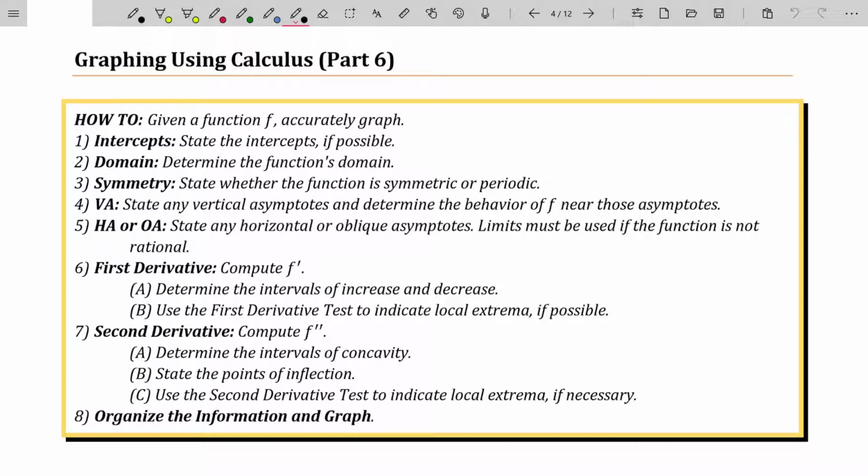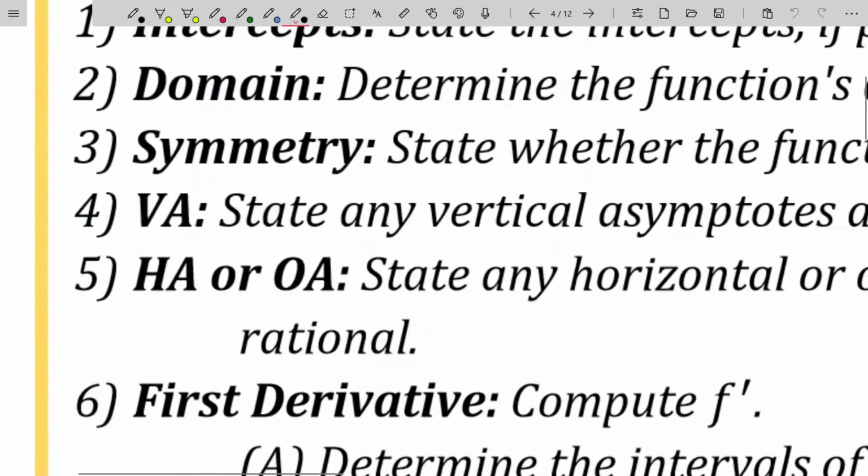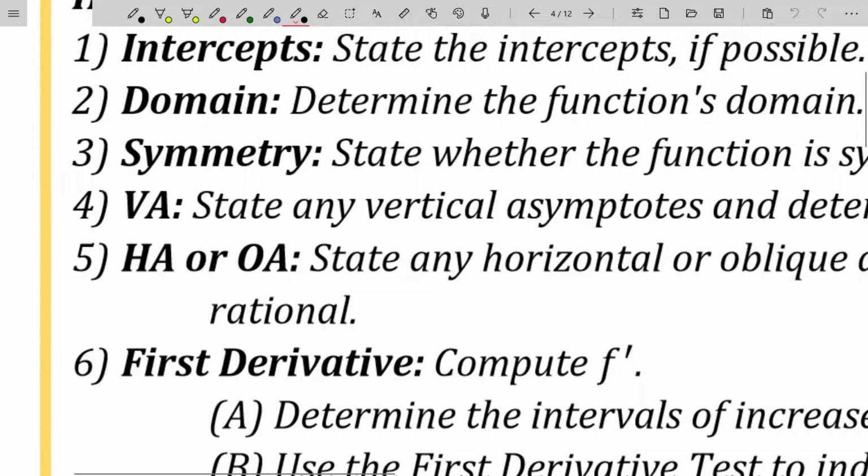Notice it says part 6 because parts 1 through 5 included all of the stuff except for symmetry and oblique asymptotes, or slant asymptotes if you want to call them that. We talked in the previous video about oblique or slant asymptotes and how to find them. The only other thing that's new here is that we are going to include something called symmetry, which you should know from many algebra courses. It just basically is the function odd or even.